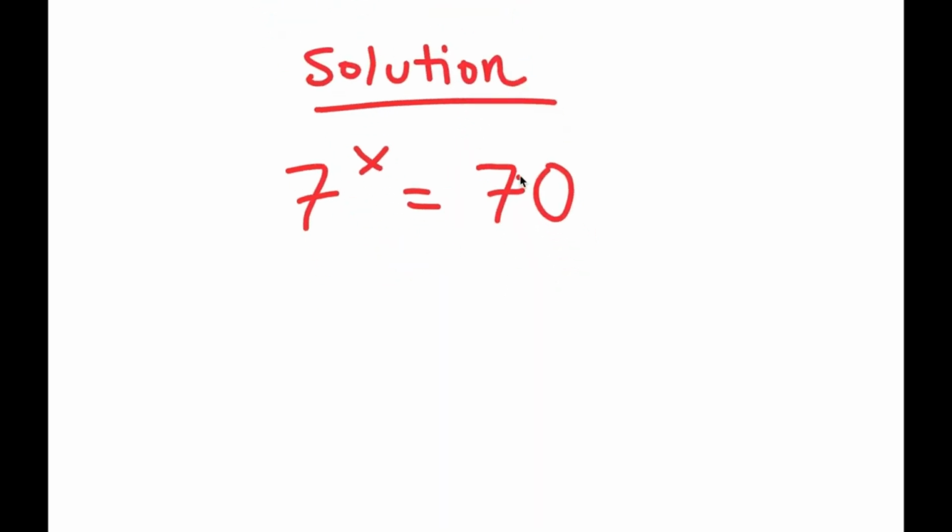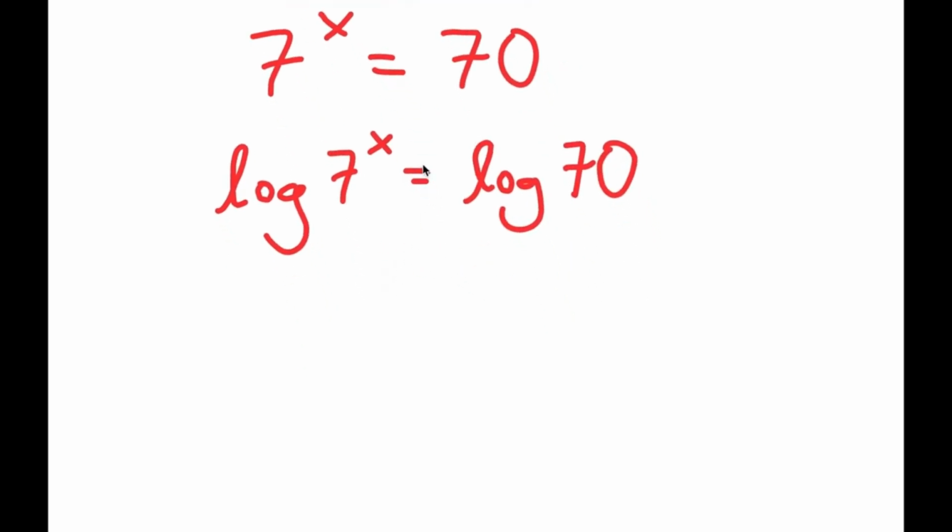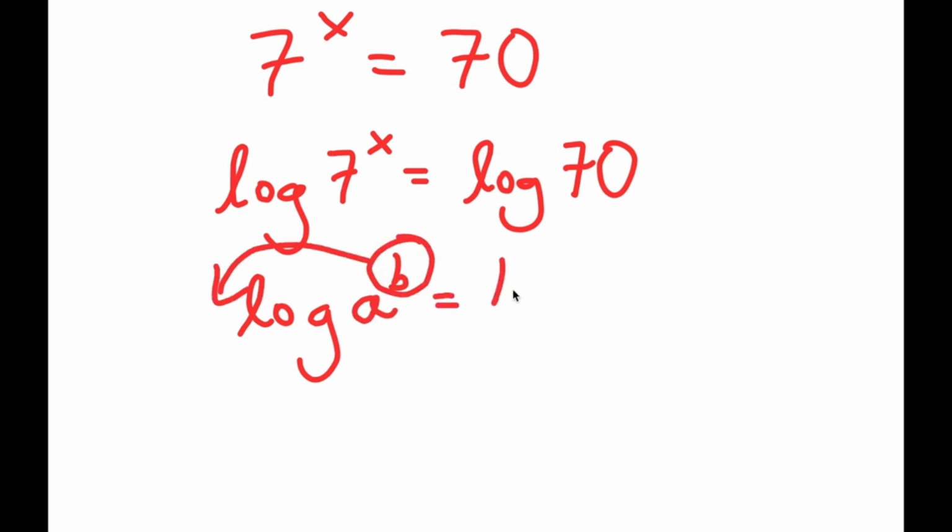And what I'm first going to do, and what I recommend doing for any exponential equation such as this, is taking the log on both sides. And the reason you should do this is because now you can use the property log a to the power of b. I can move this b to the front, so I get b times log a. Log a to the power of b is equal to b times log a.